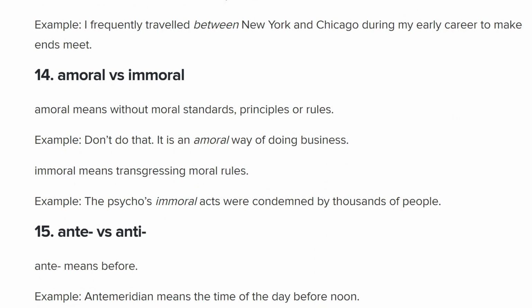Next one. Amoral versus immoral. It's a tough one. I think I learnt this during my philosophy class. Amoral means not having any morals.